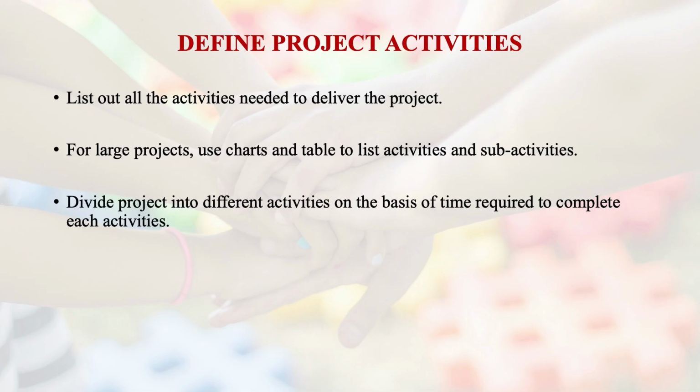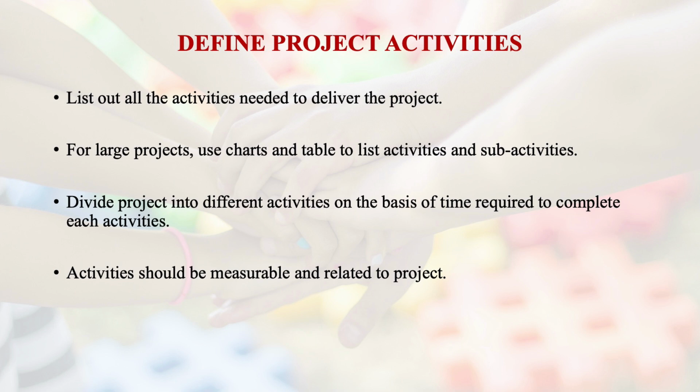right? Now that is not a good way of defining your project activity. A good way of defining your project activity may be to break down the design into various components, maybe the infrastructure procurement, then people training, like that. Whatever activities you require, you must list and then break those 4 months into those smaller activities. Then divide the project into different activities on the basis of time required to complete each activity. So you are basically dividing the time among the various activities, right?